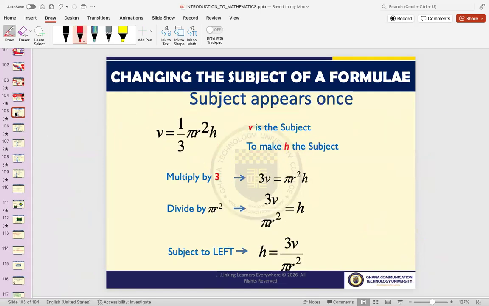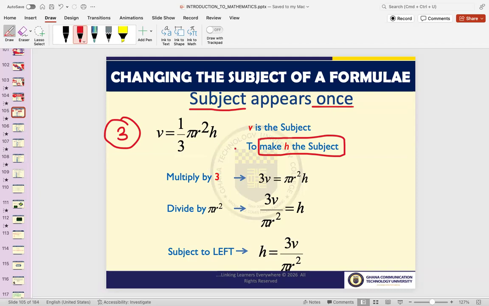Then let's still look at a third example. We are still doing the form in which the subject appears once. This is our third example. Our third example is V equals 1/3 pi r squared h. This time, what do we want to do? We want to make h the subject. In other words, we want h to stand alone.